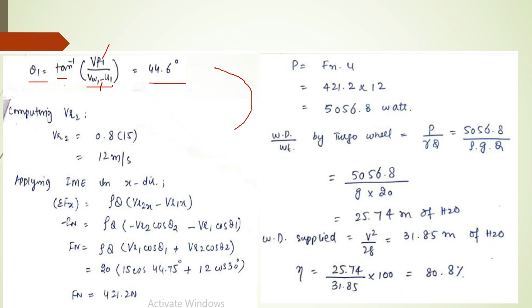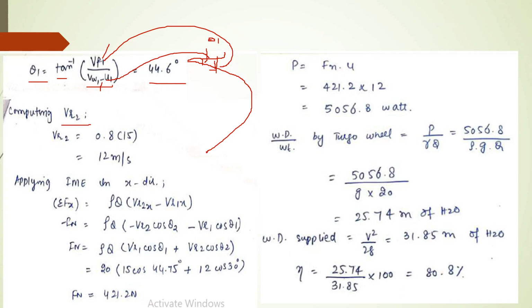I can draw it again so that it will be understandable to you. A smaller triangle only. So we have Vr1 and it is making an angle theta 1. This horizontal component is equal to this, and this vertical component is equal to this. So tan inverse of vertical over horizontal will be your theta 1.